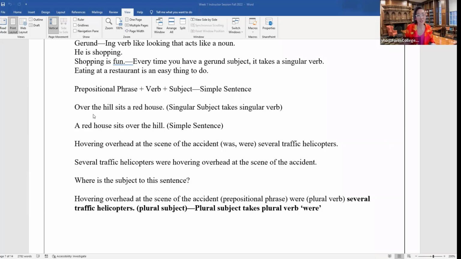All right, so that's basically where students get confused, is that when you have a prepositional phrase at the beginning of the sentence, then the subject is at the end of the sentence. Is everybody clear on that?